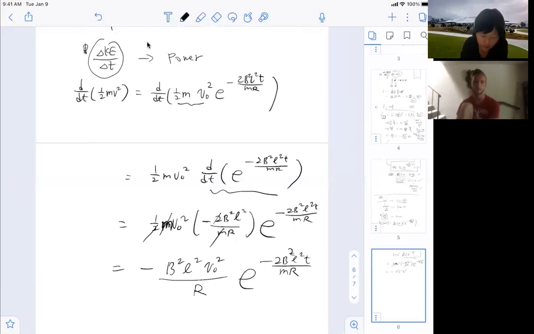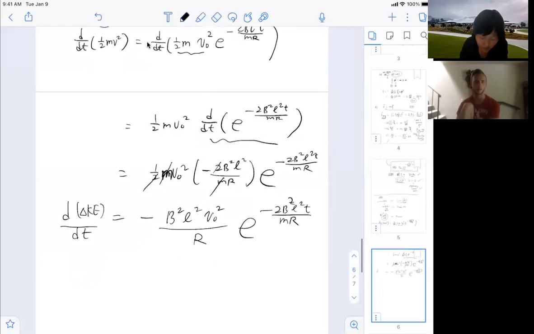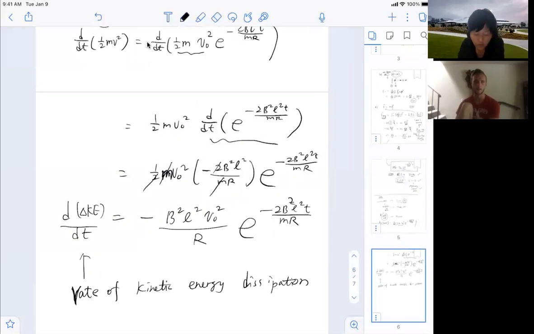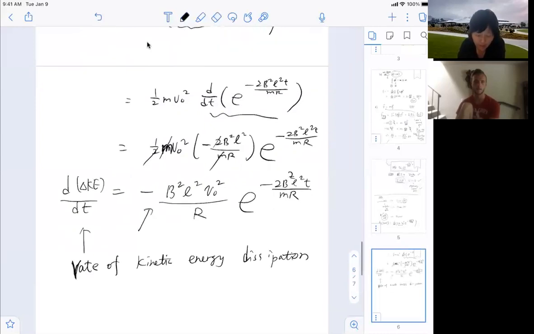So this is the change in kinetic energy over time, or I can say this is the rate of kinetic energy decreasing, the dissipation, the rate of change. And it's showing it's negative, right? Because kinetic energy is decreasing, so the change in kinetic energy dt is negative.